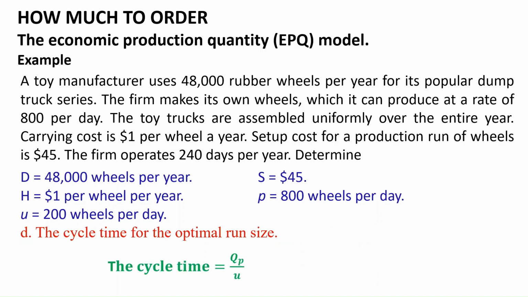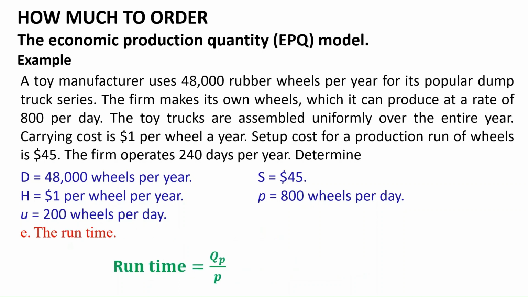The fourth question is to calculate the cycle time for the optimal run size. That equals the optimal run size divided by the usage rate, or QP divided by U, equals 2400 divided by 200, equals 12 days. The last question is to find the run time, which can be calculated by dividing the optimal run size by the production rate, or QP divided by P, equals 2400 divided by 800, equals 3 days.